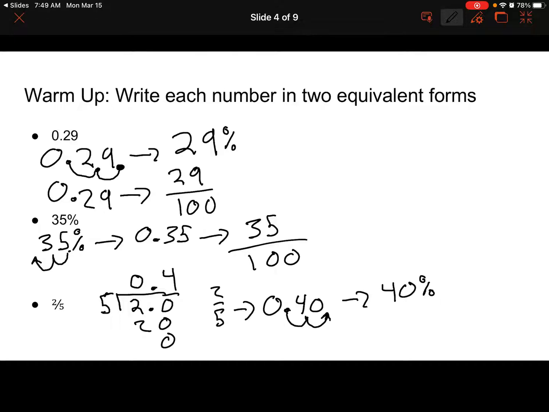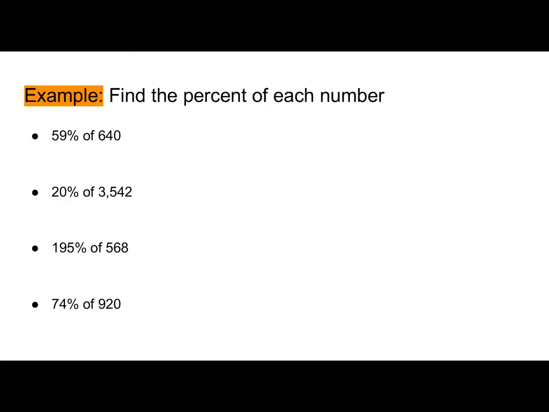Now, what can we know about all these numbers here? Well, whether we're working with 0.29, 35%, or 2/5, all of the numbers that we converted to, whether it's 0.29 going to 29% or 29 over 100, 35% going to 0.35 or 35 over 100, or lastly, 2/5 going to 0.4, which is going to 40%. All of these are equal. They're all equal numbers.